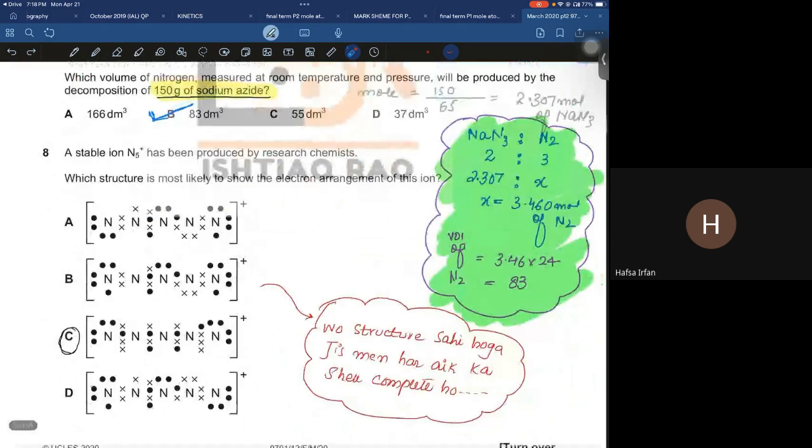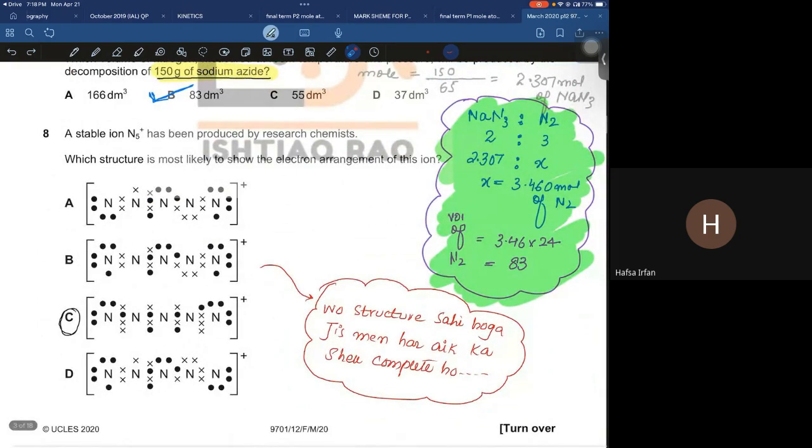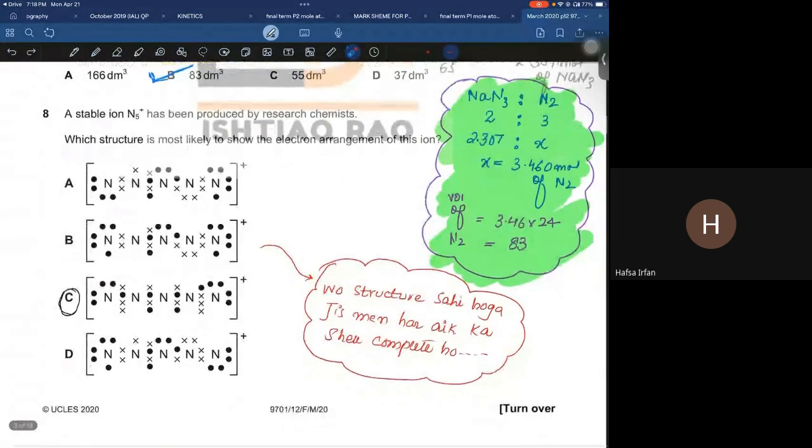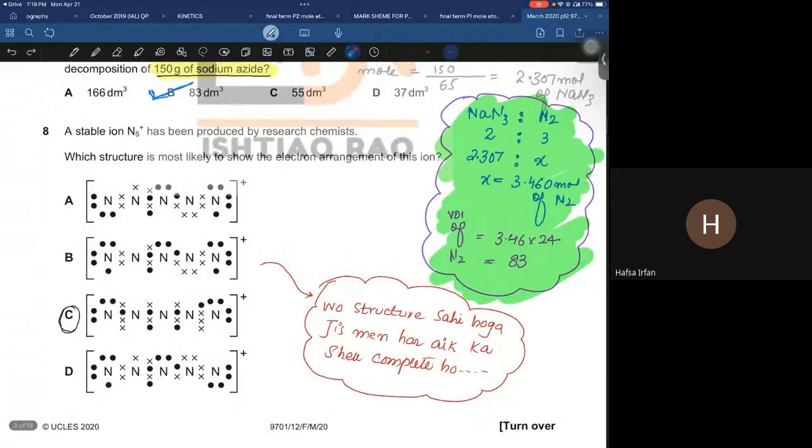Okay. Then a stable ion N5 plus has been produced by research chemists. Which structure is most likely to show the electronic arrangement of this ion? Look, you have to find out the structure in which every atom has its complete outer electrons. Okay. If you check option A, 1, 2, 3, 4, 5, 6, 7. It's incomplete. It's wrong. Let's check option B. 1, 2, 3, 4, 5, 6, 7. It's incorrect.